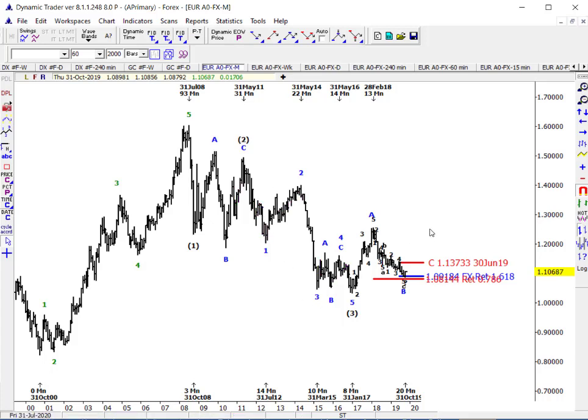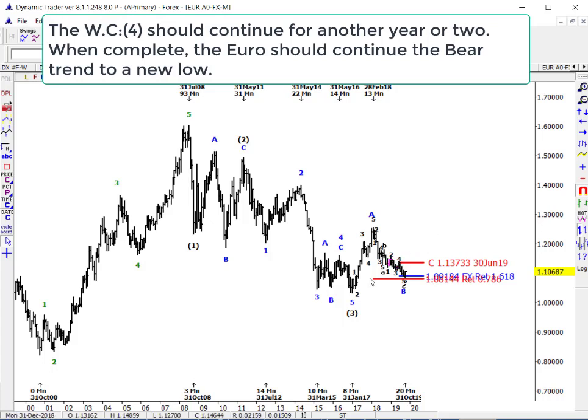When we finish a correction, wave 4 correction, then we should continue to a new low. But these are trends that last several months to several years, and we haven't completed this sideways to up correction for what we call wave 4 yet. We probably have many months to go, if not a year or two, and that's very significant.